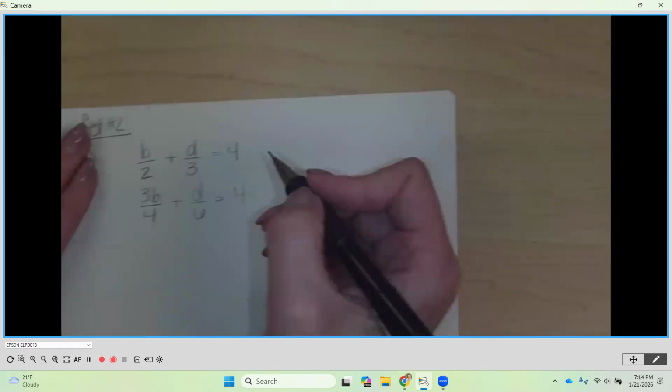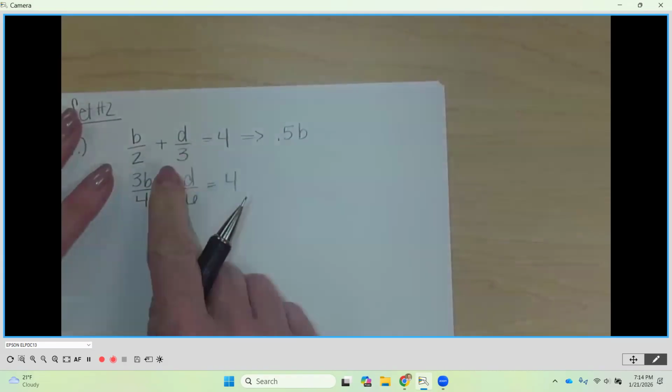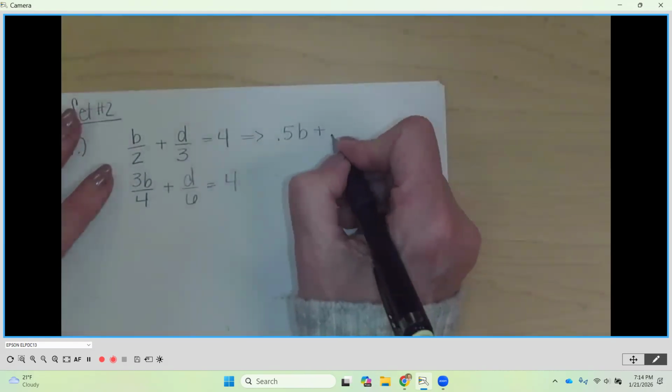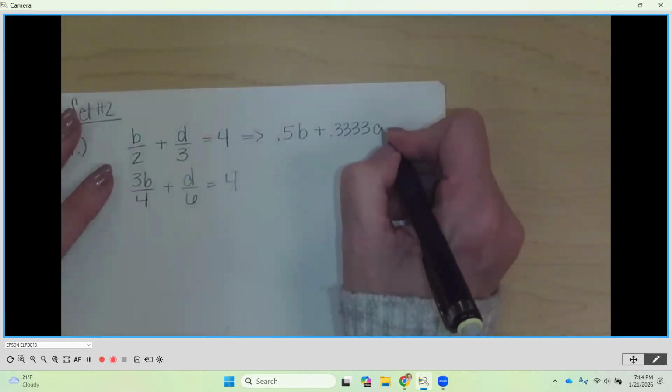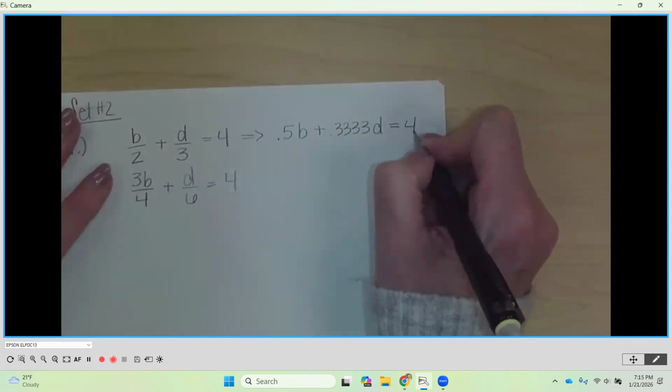So what I'm going to do is say, b divided by 2 is going to be 0.5b, plus d divided by 3 is going to be 0.3333d. I'm going to go 4 decimal places on my d. When you do decimals and you have numbers that trail out, make sure you hold at least 4 decimal places inside the problem. If you round that to 0.3, your numbers are going to be significantly off. So grab a couple extra decimal places there. And that's going to be equal to 4.